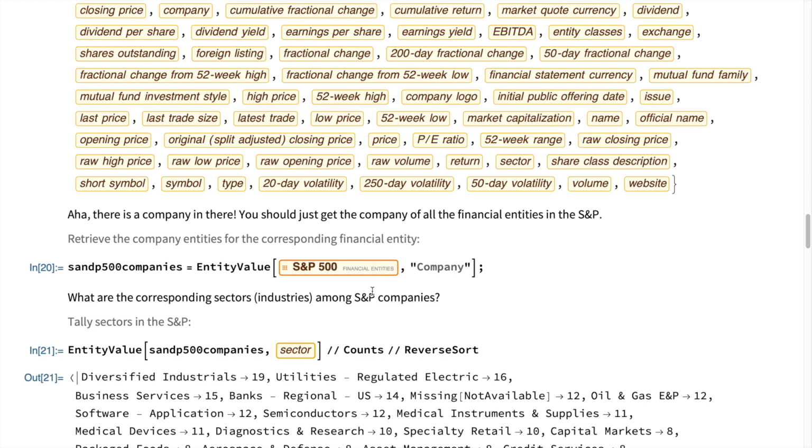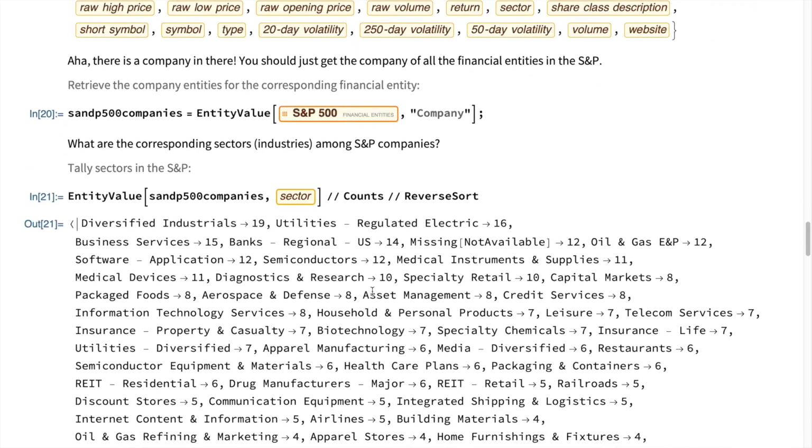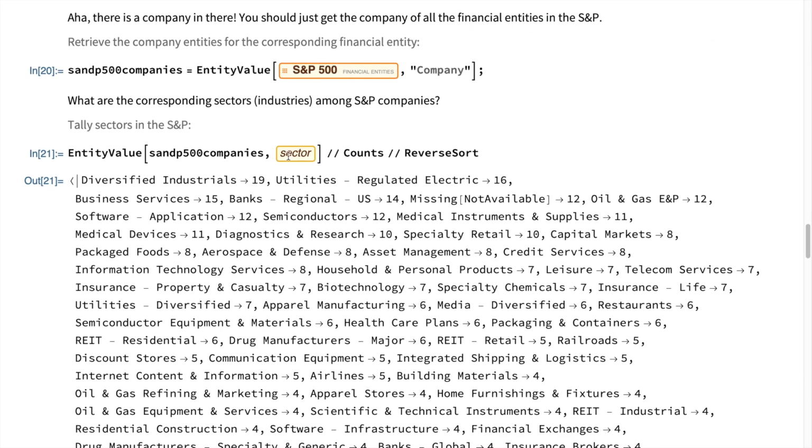What sectors are popular in the S&P? Taking the sector property using entity value, tallying the data using counts, and sorting it in descending order using reverse sort gives us that the most common type is industrial companies, followed by electricity, utilities, and business services.